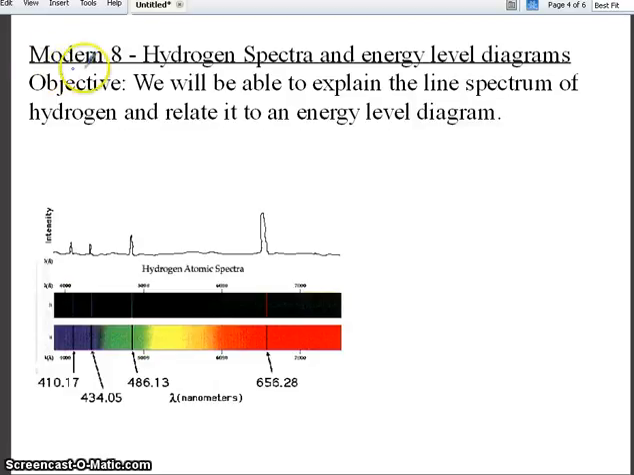Good morning, class. Welcome to this lesson on modern hydrogen spectra and energy level diagrams. Today we will be able to explain the line spectrum of hydrogen and relate it to an energy level diagram.